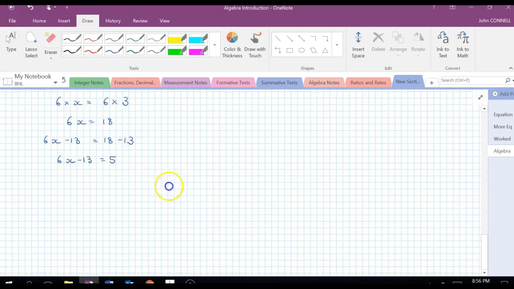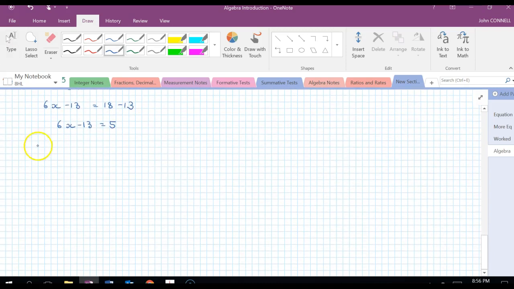Now, is this valid? Well, we did this for x equals 3. So it was 6 times 3, take 13. Do my multiplication first to give me 18. Take 13. And then if I do that, I get 5.